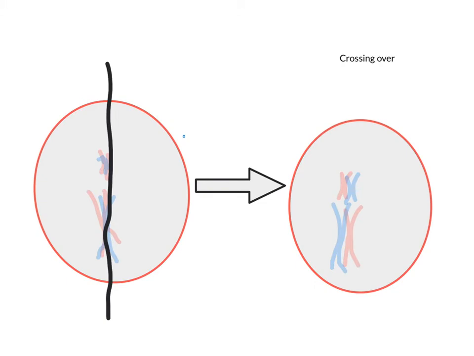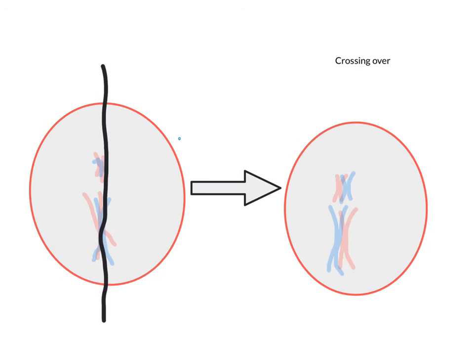The second way that meiosis contributes to variation is through crossing over. So crossing over occurs when homologous chromosomes have paired up at the equator and they exchange segments of genetic material. So those bits that I'm pointing to there is a point at which this exchange may occur.